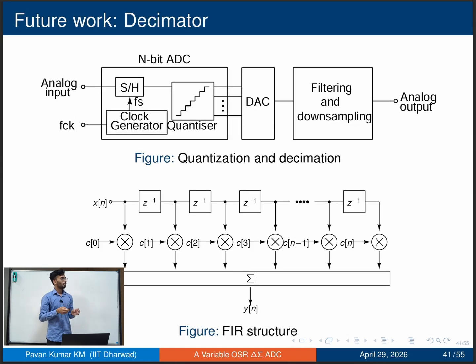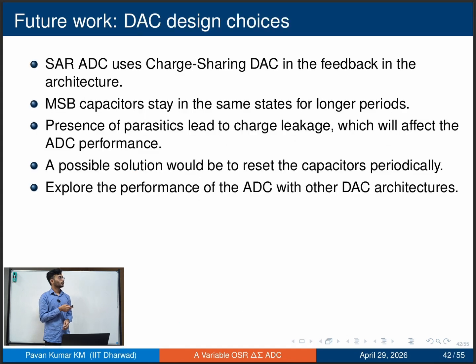Also, in SAR ADCs, the feedback DAC which is used is the charge sharing DAC. But since in this one most of the time the MSB bit will be staying idle for a longer time, due to the presence of parasitics the charge may leak and it may degrade the performance of the ADC. So we need to explore whether to stick with the charge sharing DAC or go with the resistive DAC and do the analysis based on that. That will be another future work.